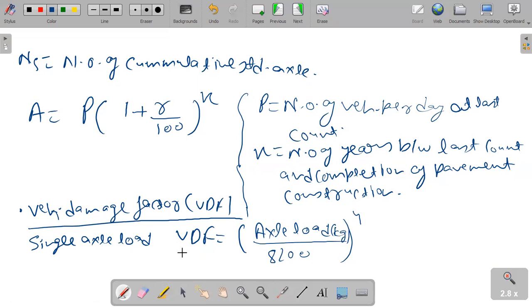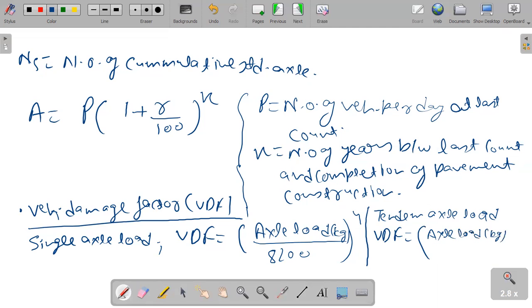And for tandem axle load, VDF is equal to axle load in kg upon 14500, whole power 4.